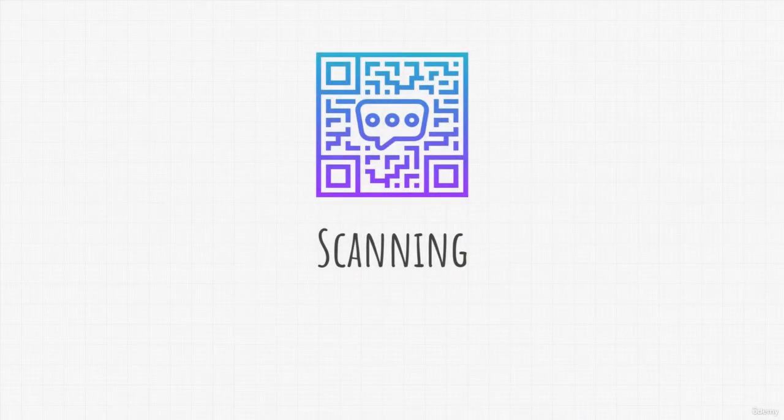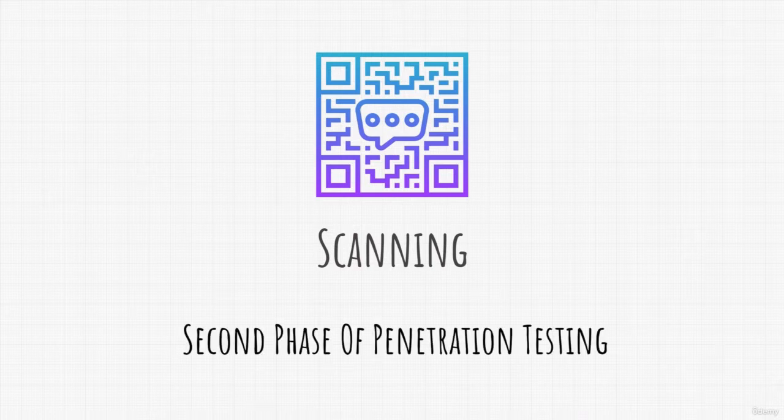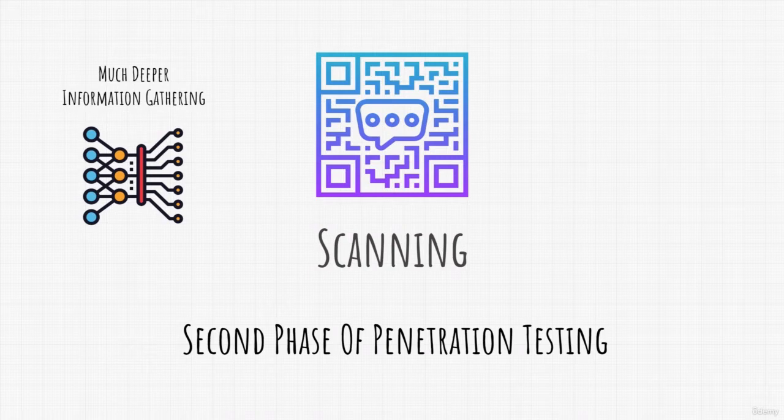Welcome back. Here we are, ready to start our scanning phase. We have covered information gathering, which was the first phase of penetration testing, and now we will proceed with the second stage by scanning our target and trying to get even more information about it. Now, the difference between information gathering and scanning is that scanning is performed on a much deeper level.